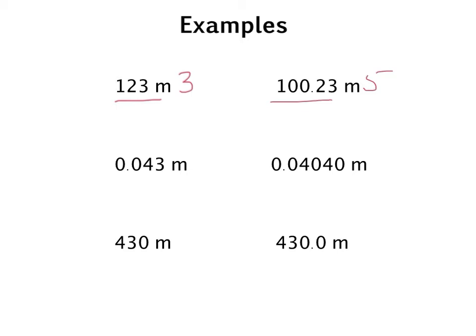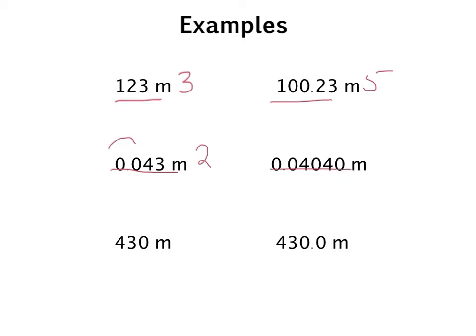Therefore, they are significant. In the next example, 0.043 meters, this has 2 significant figures because these zeros are before a non-zero digit. That means that they are leading zeros and are never significant.